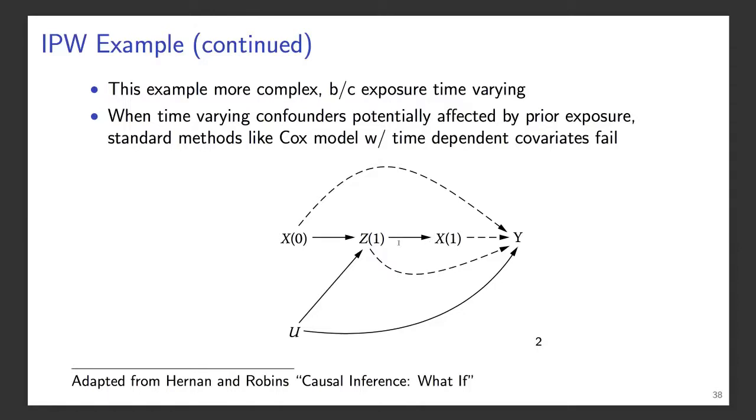On the other hand, if you adjust for Z1, say you fit a Cox model with a time-dependent covariate, then you are potentially conditioning out some of the effect of X0, right? So part of the effect of X0 is mediated through Z1, through the path X0, Z1, Y. In addition, when you condition on Z1, you open up the path X0, Z1, U, Y, and potentially induce a selection bias, which will also cause non-causal association in your data that would bias your results.